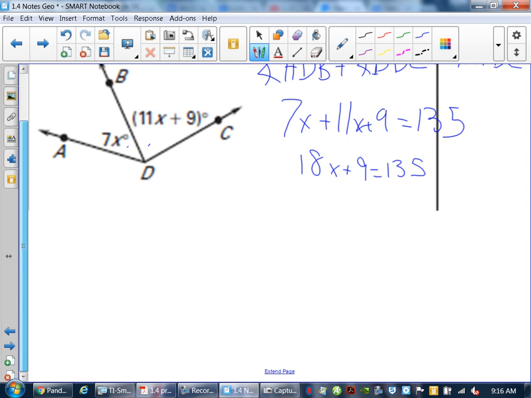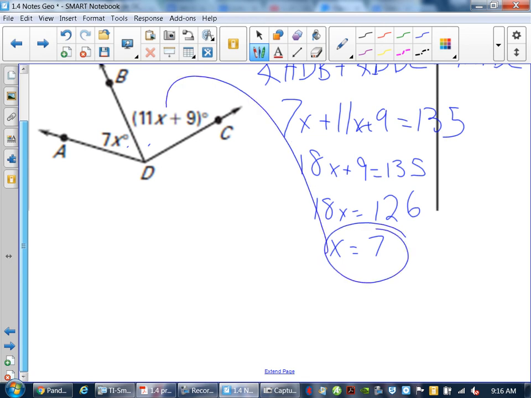All right, this is right. 49. So subtract out the 9, you get 18x is what, 126? Divide it out, you get what? 7. Okay. Now, it asked us to figure out which angle. Was it the BDC, EDC? Okay. Take our 7. 11 times 7 is 77. Add 9, you should get 86. And then that other one is 49. Okay. We all right with that?